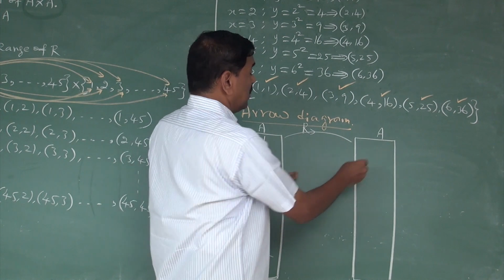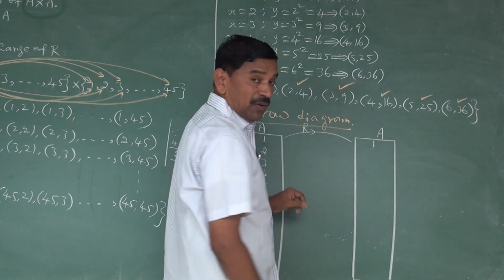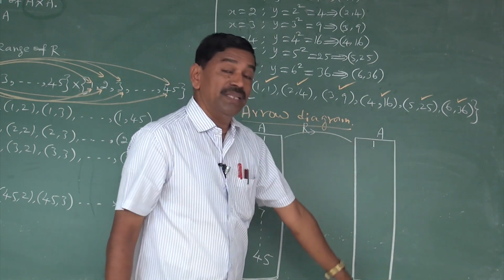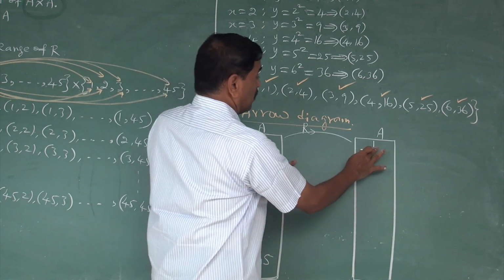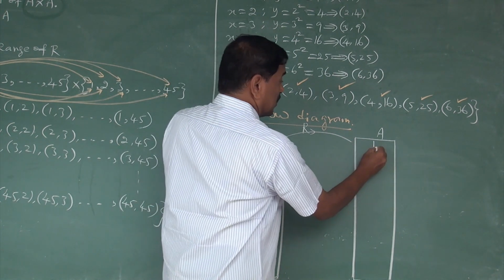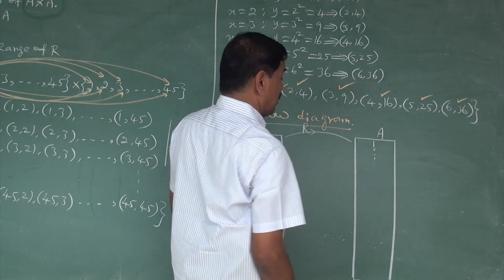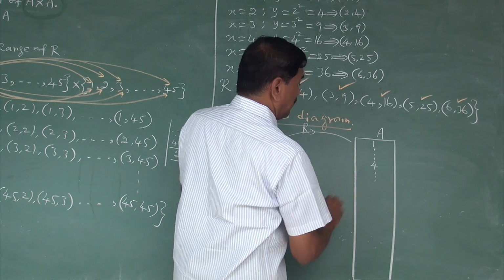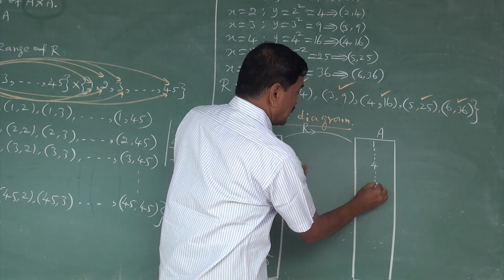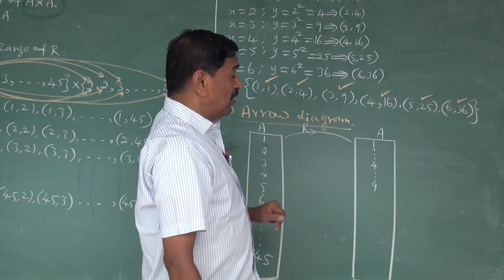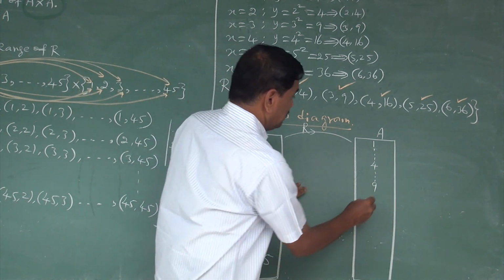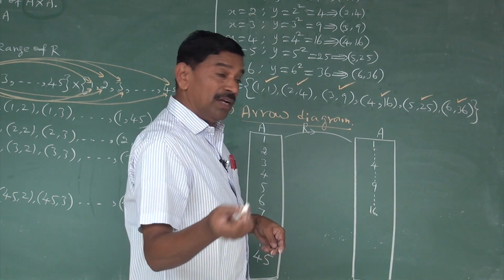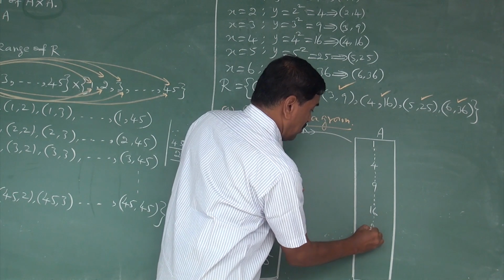Okay, what is the second set's elements? Yes, 1 comma, 2 comma, 3 comma, etc. But in set A there is no place to write all 45 elements, so we use etc. See, because 1 square equals 1, so 1, etc. 2 square equals 4, therefore 4, etc. 3 square equals 9, so 9, 4 square equals 16, so 16, then 5 square equals 25, therefore 25.